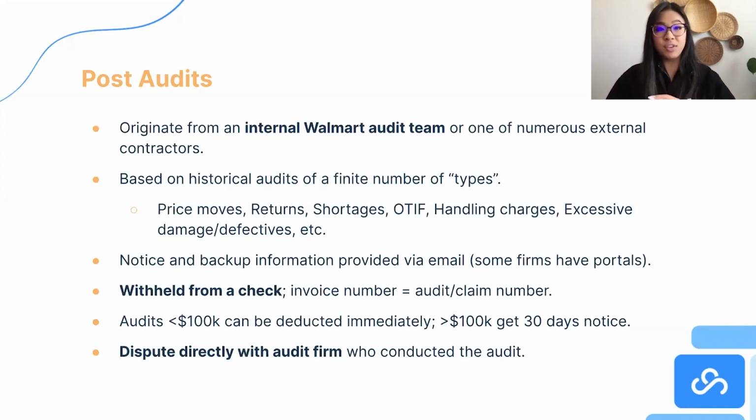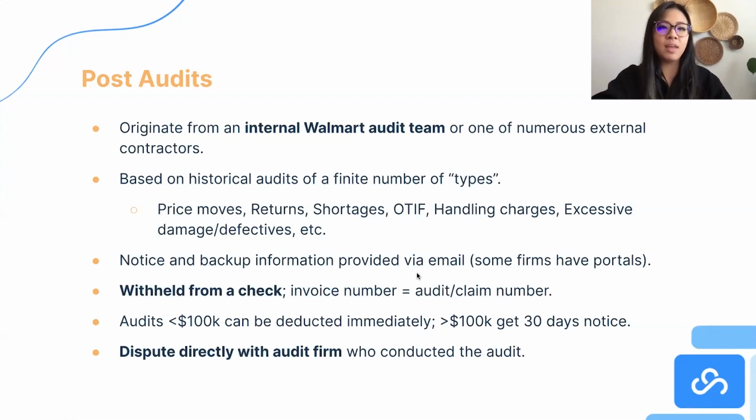They usually will kind of hit in really big numbers. So whereas with AR fines, which are usually on a monthly cadence, AP fines usually on a check or invoice cadence, post audits are typically once a year and really, really high dollar amounts. So typically, if you want to get any sort of proof for post audits, your notice and backup information is going to be provided via email.